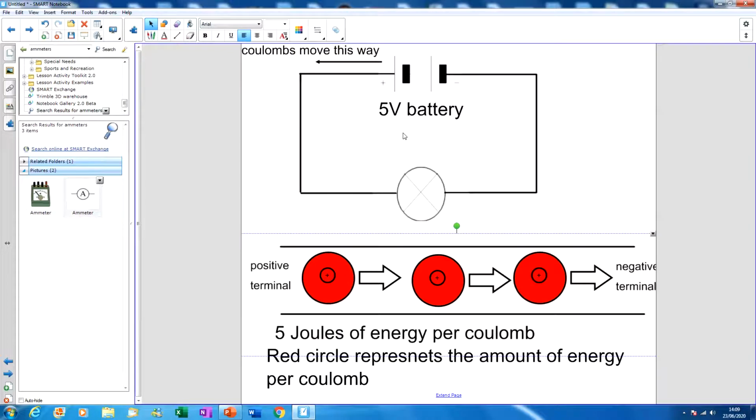So let's change it now. So let's change it and say, well, I haven't got a 2 volt battery, I've got a 5 volt battery. So this would mean what's actually happening is that 5 joules of chemical energy is being given to each coulomb of charge to then take to the bulb as before. So the bulb is going to be brighter because each coulomb is now carrying 5 joules of energy rather than just the 2 before. And I've represented that with larger red circles there.